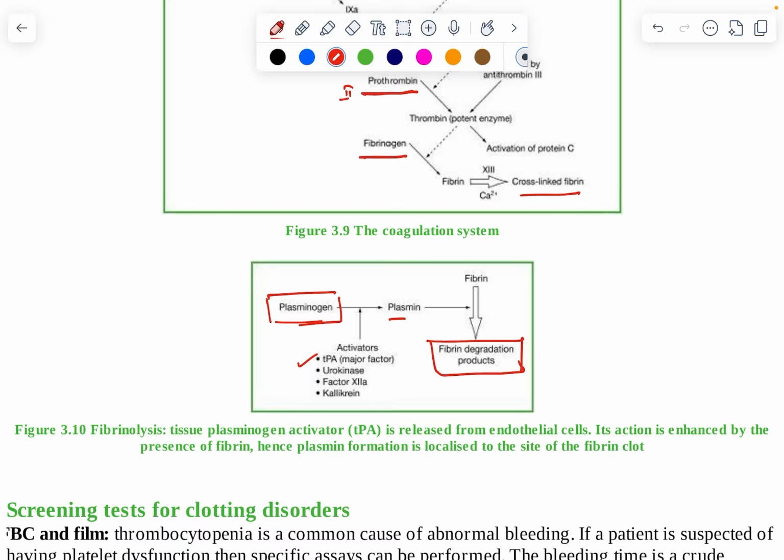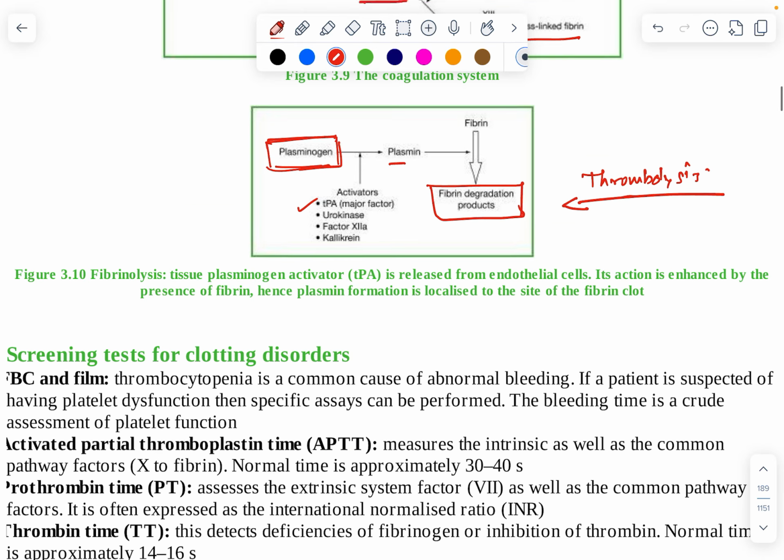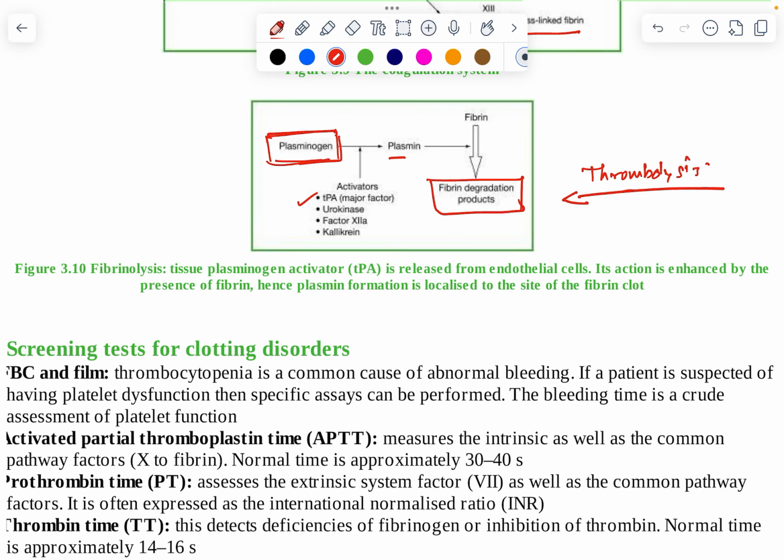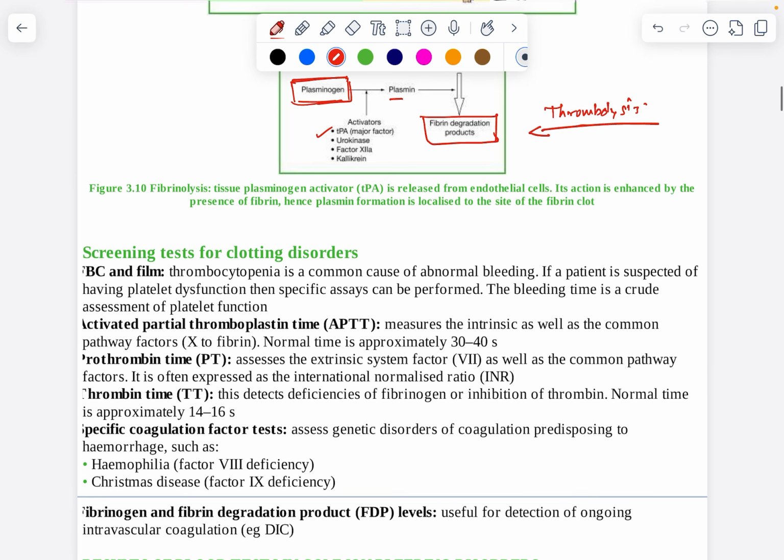So streptokinase and urokinase break the clots, the fibrin. This is called thrombolysis. Once a clot is formed, it has to be broken down. So streptokinase, urokinase, factor VIIa, and kallikrein are used.